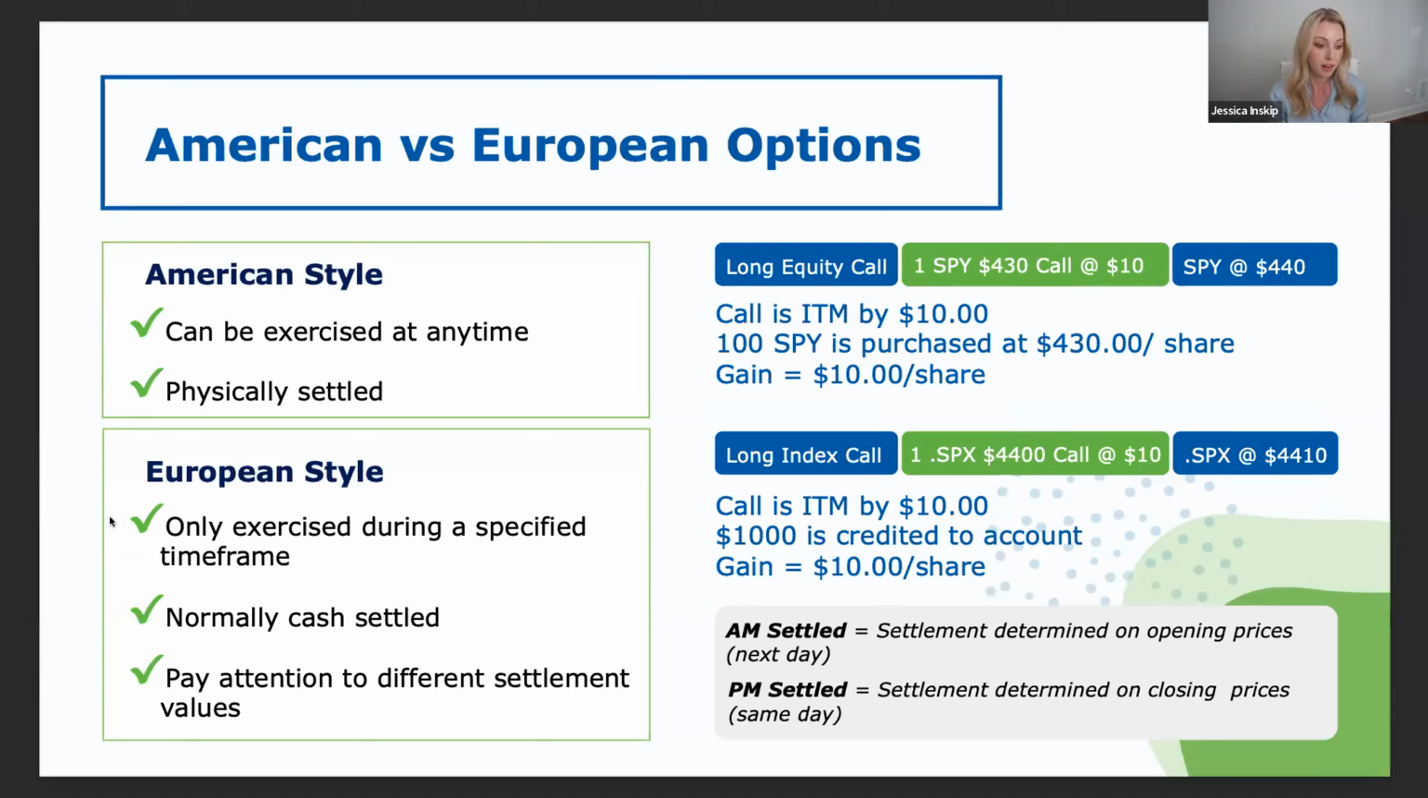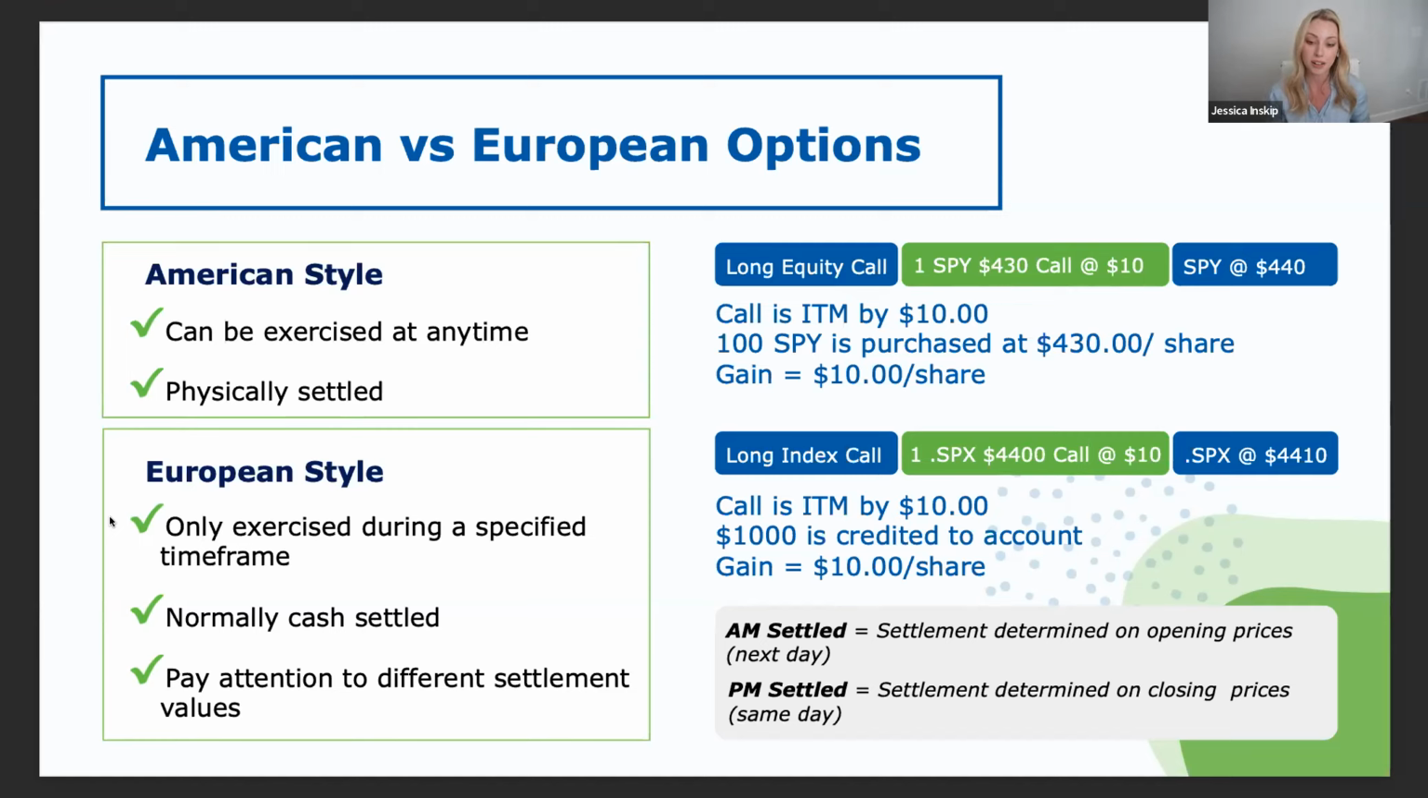European style, they are only exercised during a specified time frame. So if you are the long holder of a European style contract, which is generally indexes, you can only exercise those in a certain time frame. Normally it's the day of expiration or the day before, depending on the type of settlement. And they're normally cash settled. The good way I like to think about that is, if you can't purchase an index, the option still contains the right to buy the index. But if you were to physically receive all 500 shares in the S&P 500, that is going to be absolutely ridiculous and hard to accomplish. So therefore they are cash settled, and you have a settlement value that's determined, and that's the way the contracts are settled.